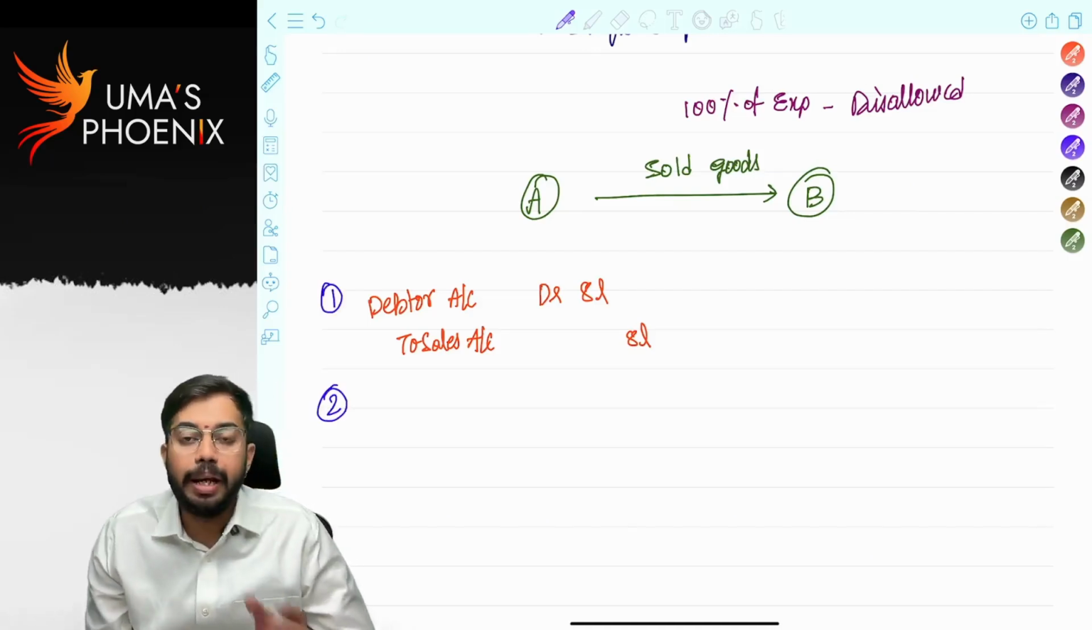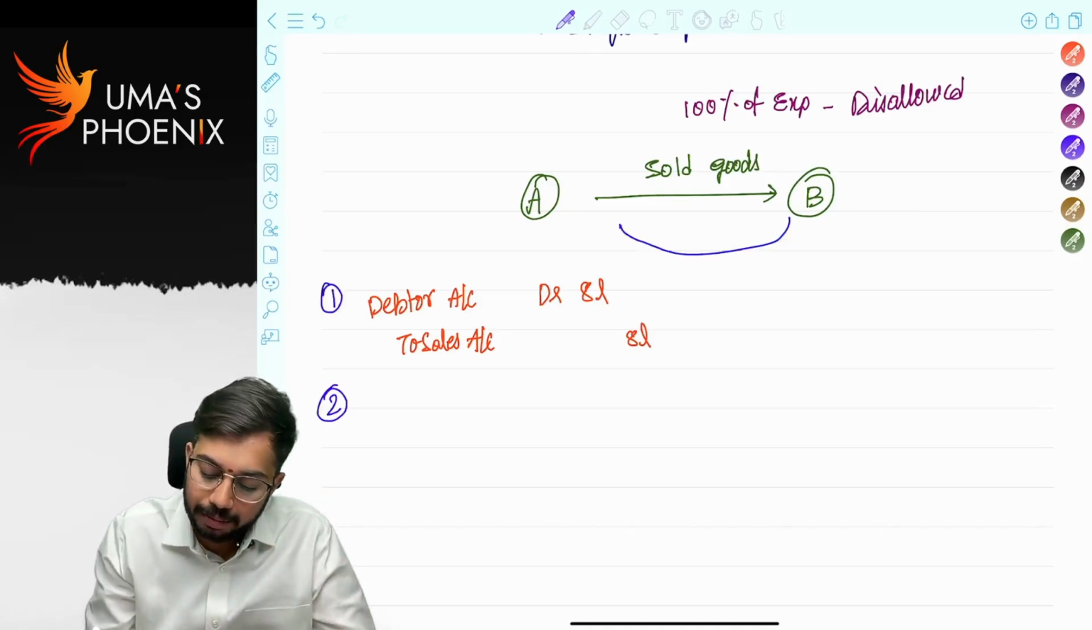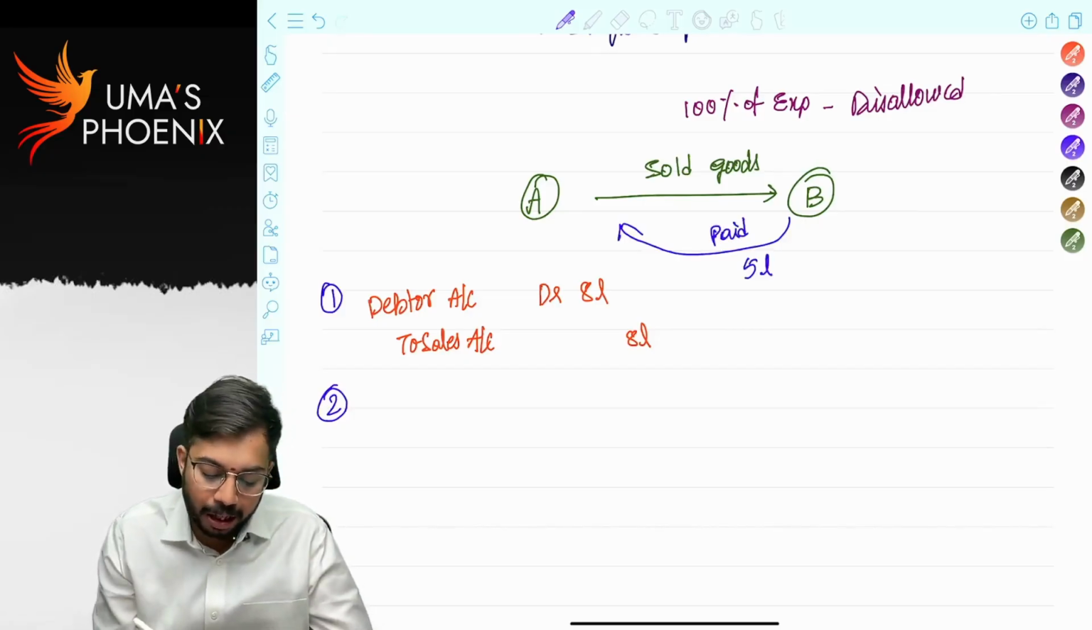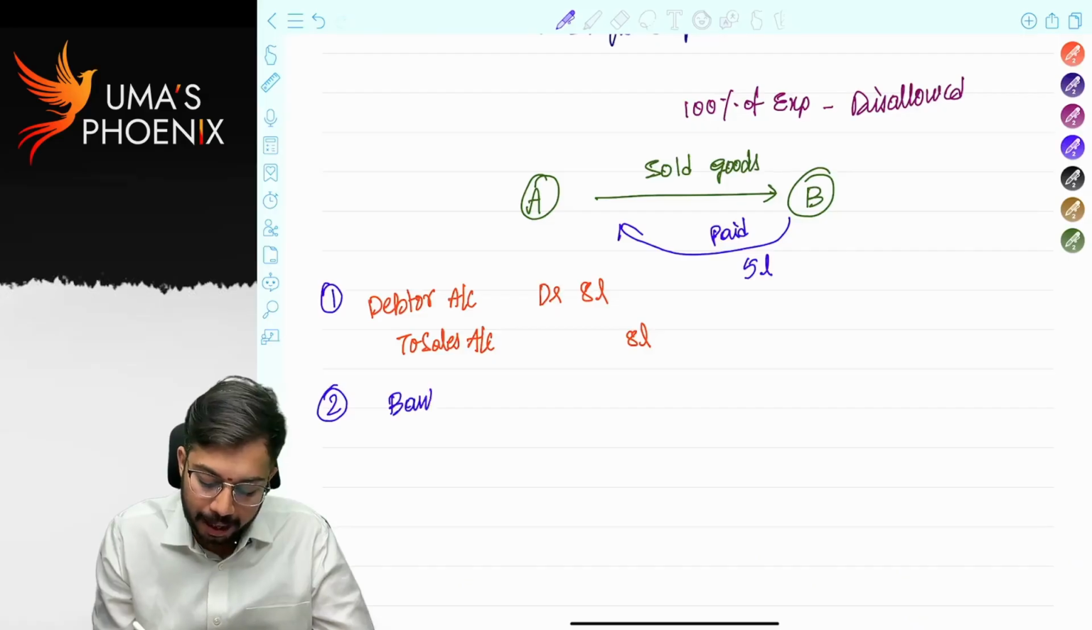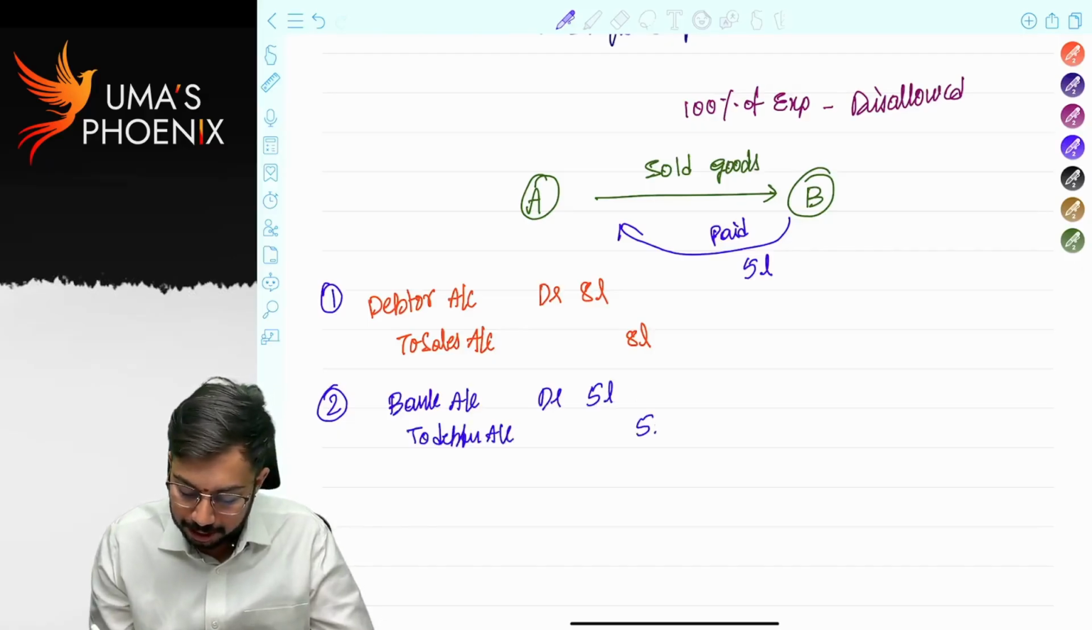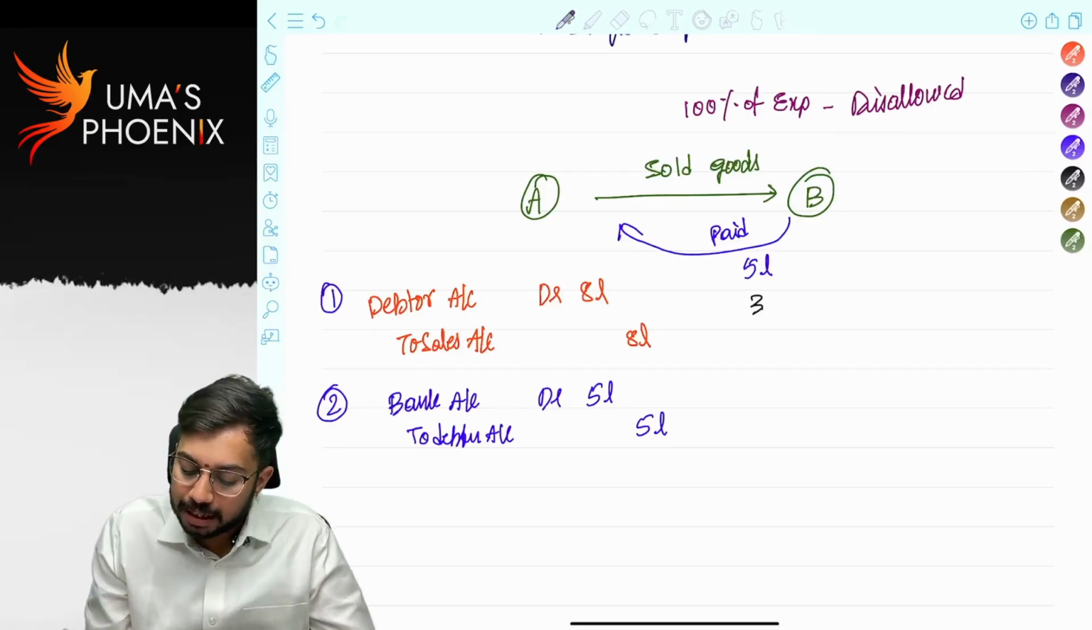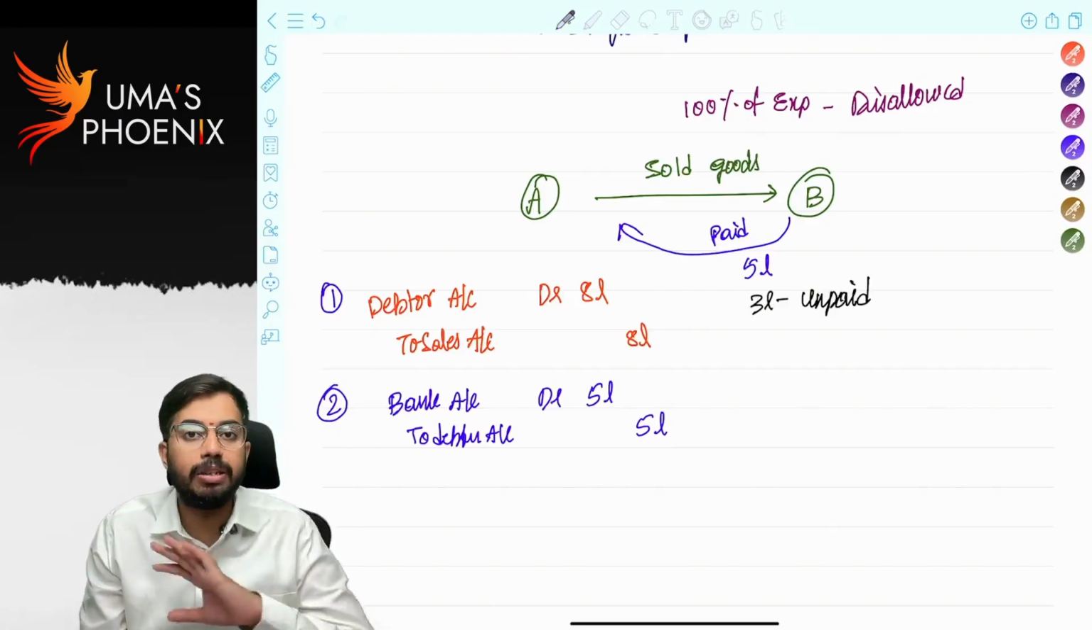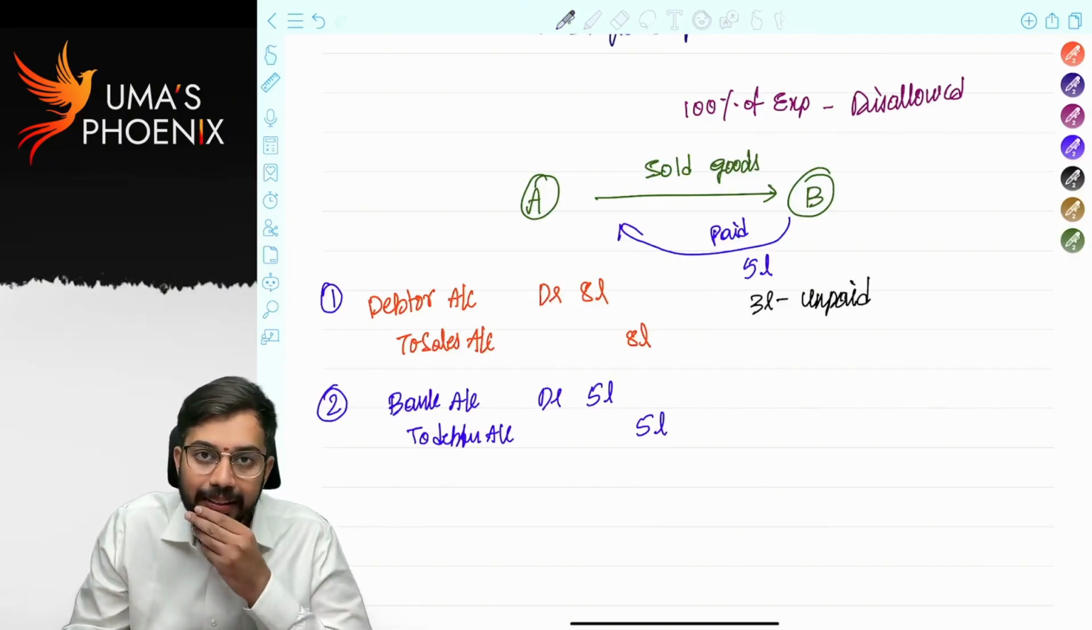Now B paid 5 lakhs to Mr. A. At that time, what is the entry that will be passed? Bank account debit to debtor account, 5 lakhs. The balance 3 lakhs is unpaid. B is not paying the balance 3 lakhs.